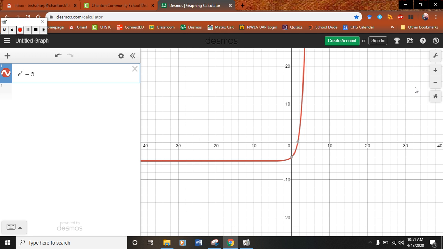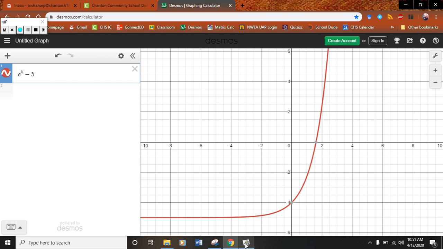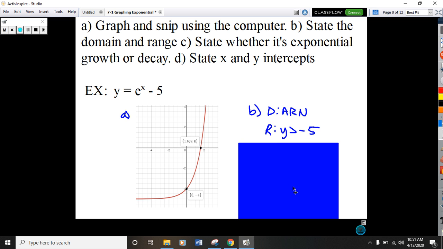This one does shoot up, but as you can see, it's still getting closer and closer to that line. So it's moving over a little bit each time. So the domain's always all real numbers. Range, again, still y, and then greater than, and then where it levels out at. So I estimated that from the graph from -5.